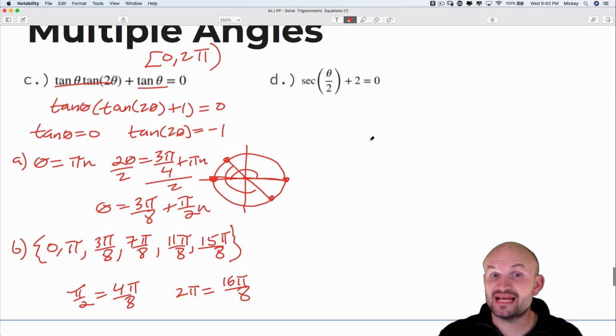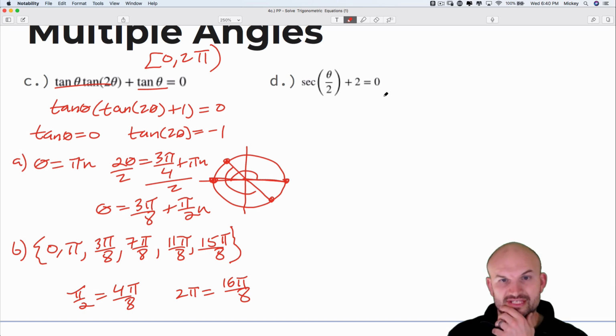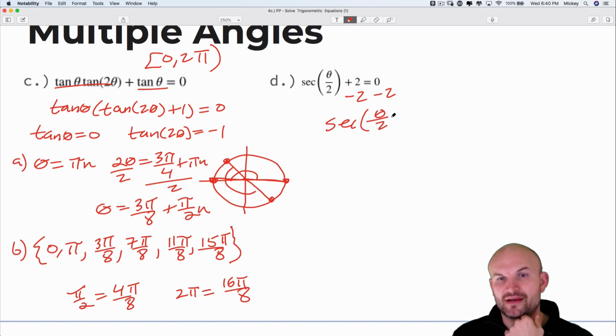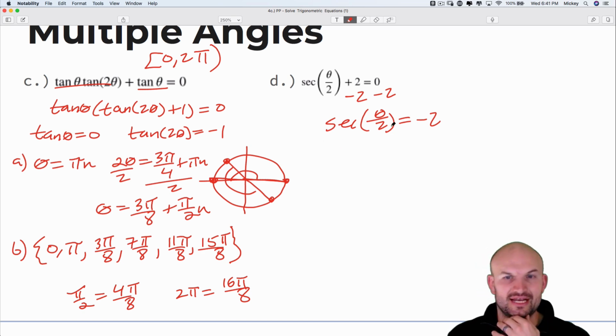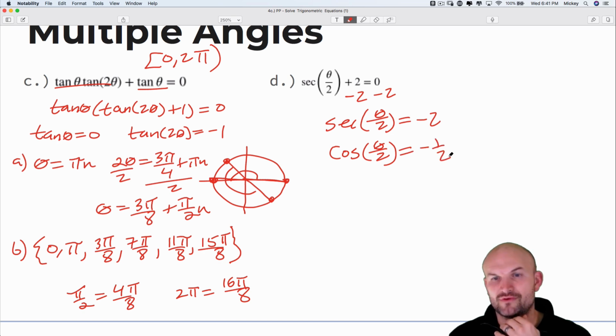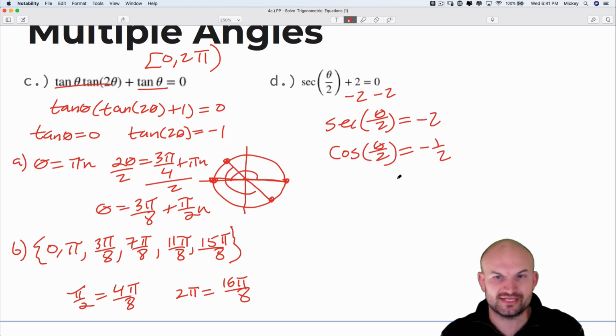All right, last example is using the secant of theta halves plus 2. So again, let's go ahead and solve for secant. And therefore, we have secant of theta divided by 2 equals -2. Now, you could go ahead and figure out secant is 1 over x, but I think it's a little bit easier just to use the reciprocal identity and say, all right, if secant of theta halves is equal to -2, then cosine of theta over 2 is equal to -1/2, right? Because remember, those are reciprocal identities. That's how these reciprocal identities can help us here. So again, they're just the reciprocals of each other.